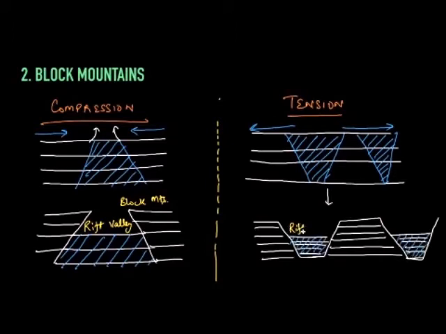Examples of block mountains that we have in the world: we have Hundsrück, the East Africa Rift Valley, which extends between the Uganda and Zaire border. Then elsewhere in the world, we have the Vosges and Black Forest of Rhineland.